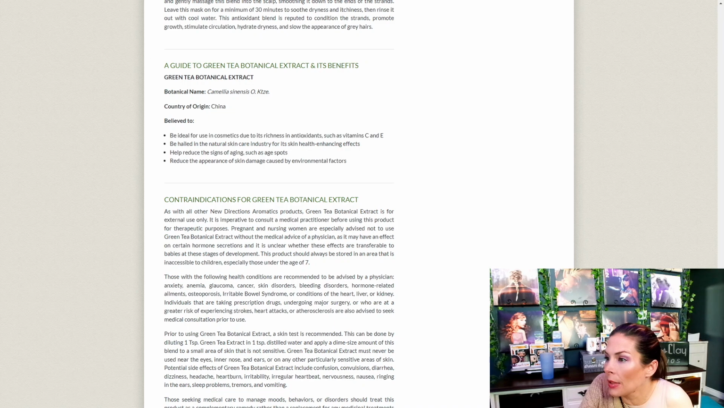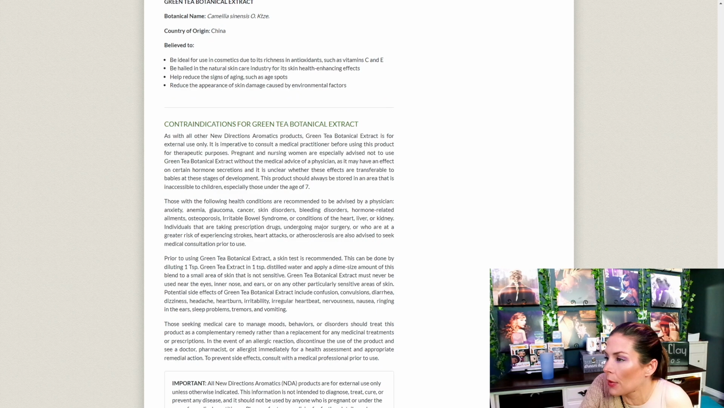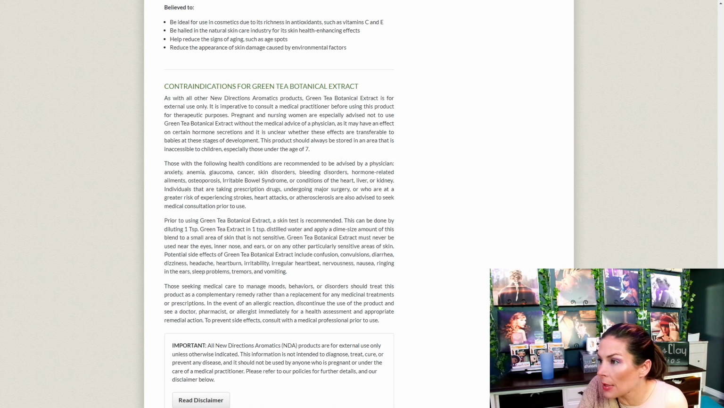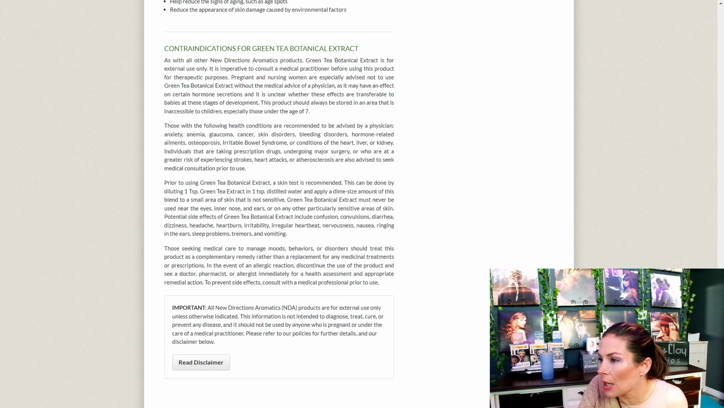And then it has a nice little cheat sheet here for the benefits, basically summarizing all the benefits from above. And then the contraindications for the botanical extract. Now, this is a very interesting thing that they include. For the most part, this stuff is not topical.